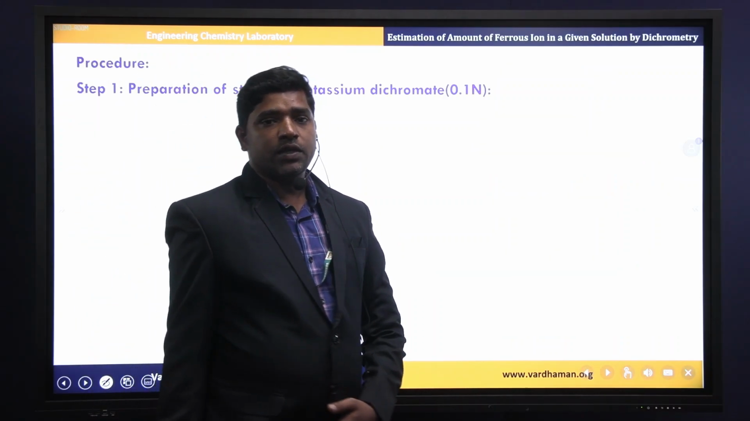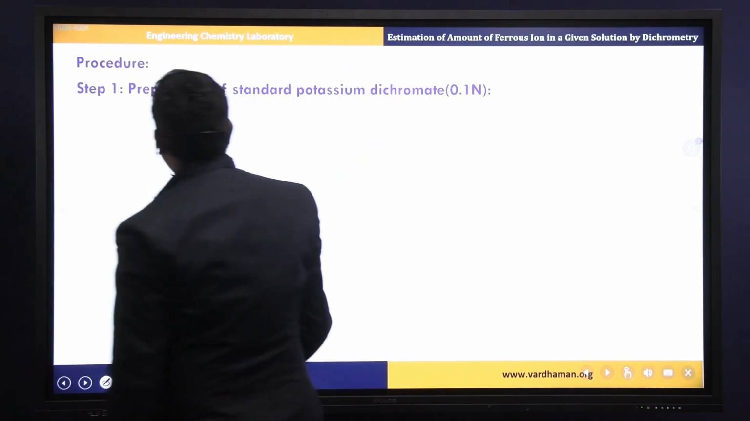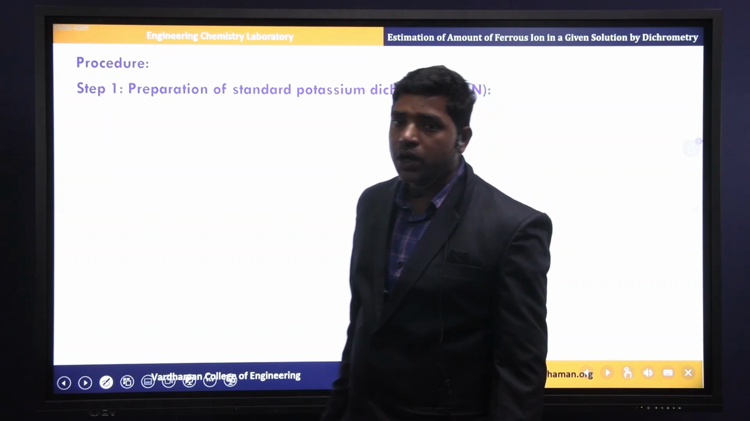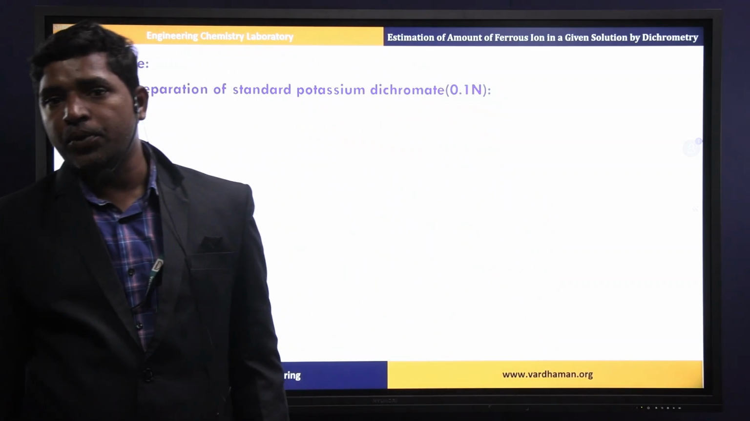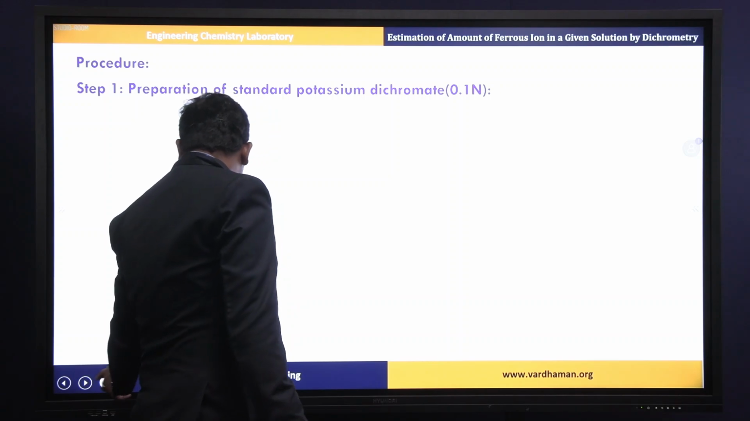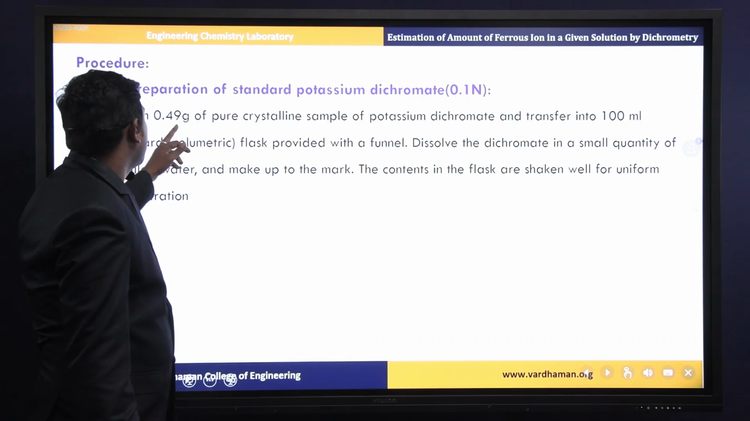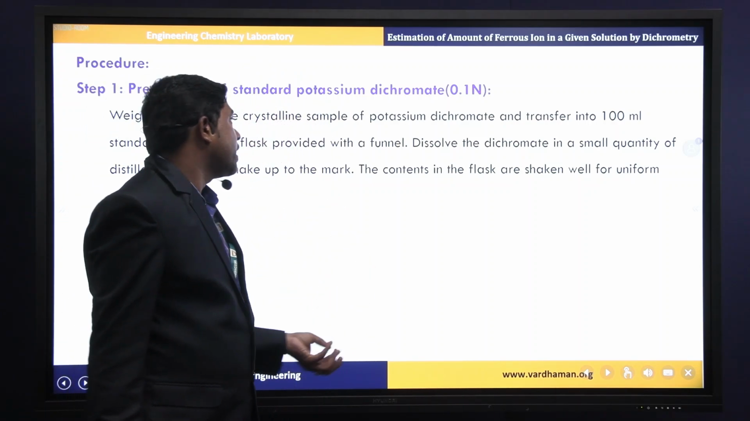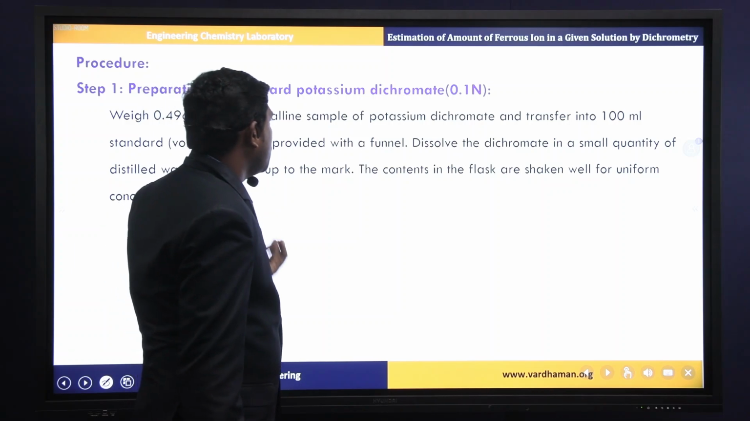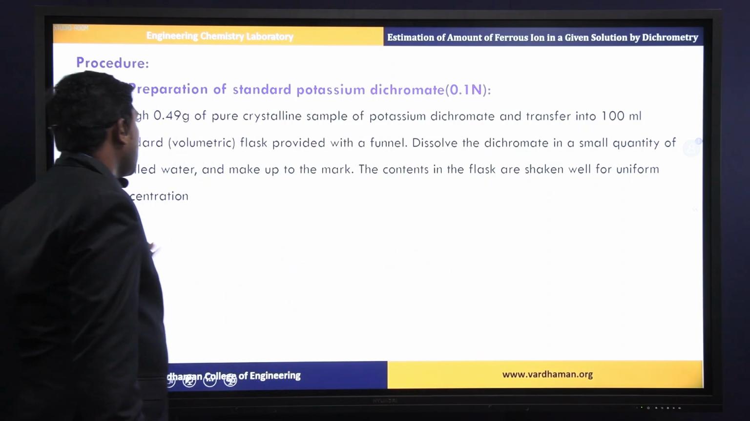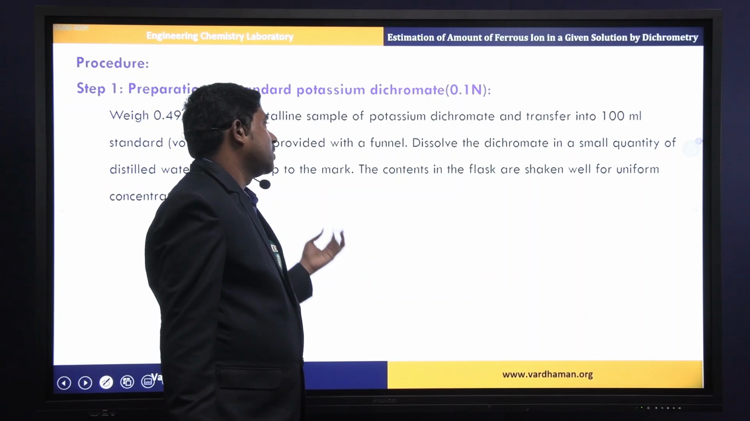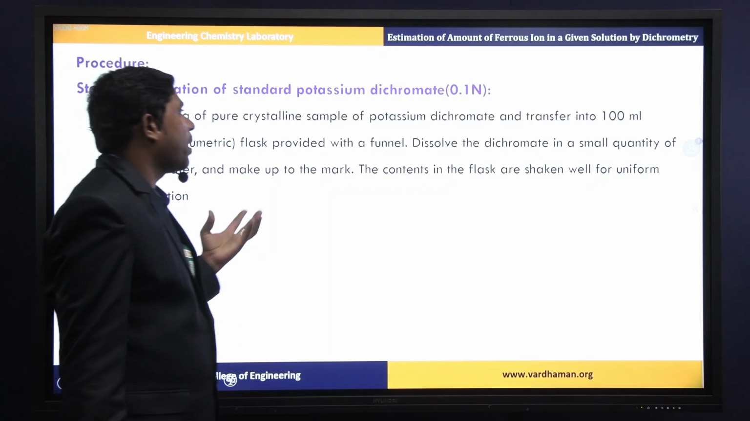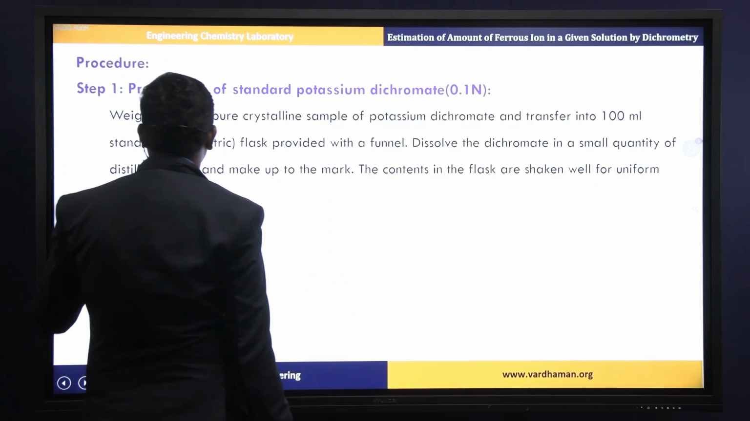Next, the procedure. In step 1, we have to prepare the standard potassium dichromate solution. How can we prepare 0.1 normality potassium dichromate solution? We weigh 0.49 grams of pure crystalline potassium dichromate and transfer it into a 100 ml volumetric flask, then dilute with distilled water and make up to the mark. The contents of the flask are shaken well so the concentration is uniform, and we get 0.1 normality. This is the procedure.